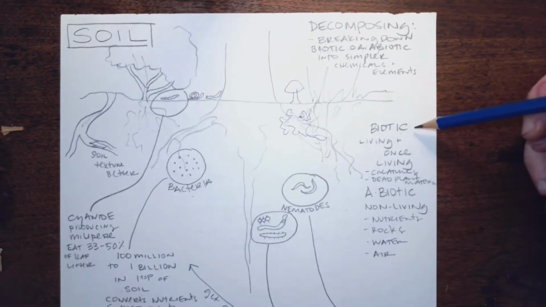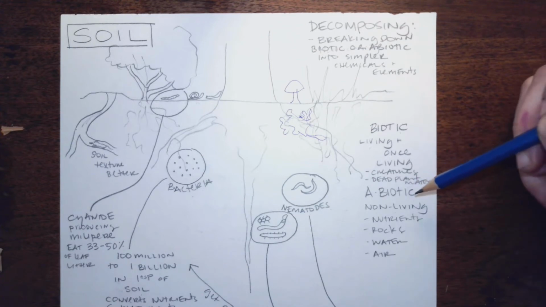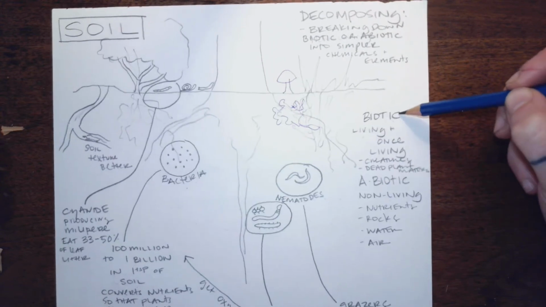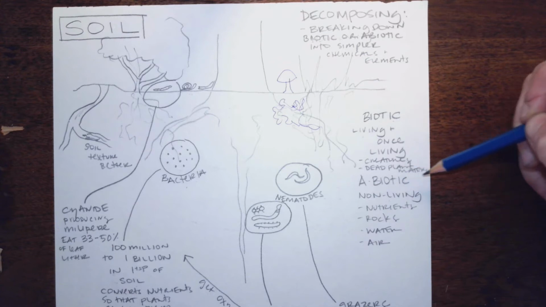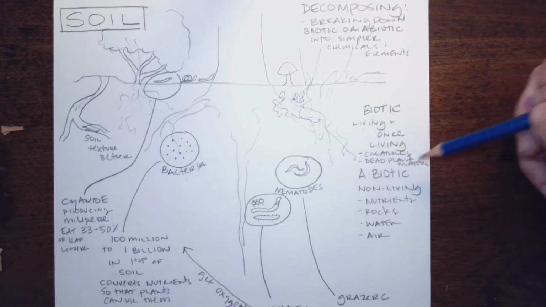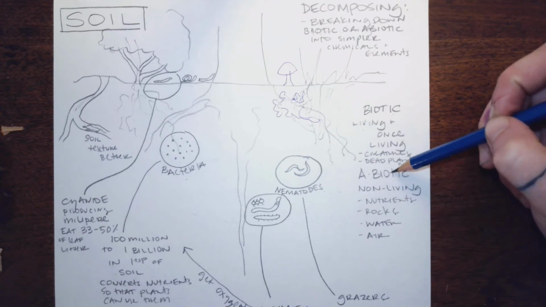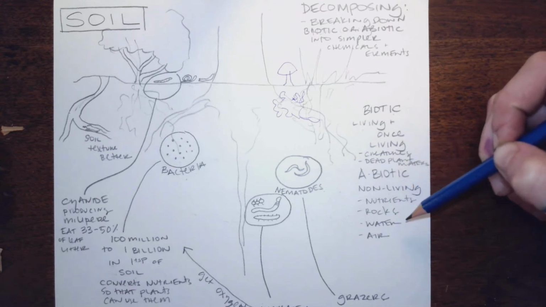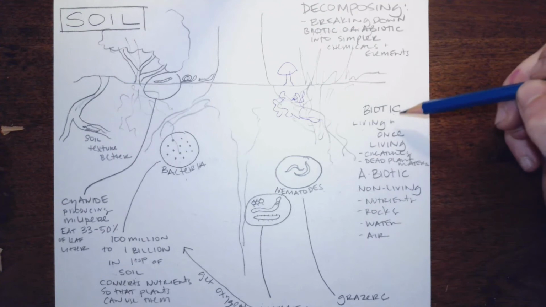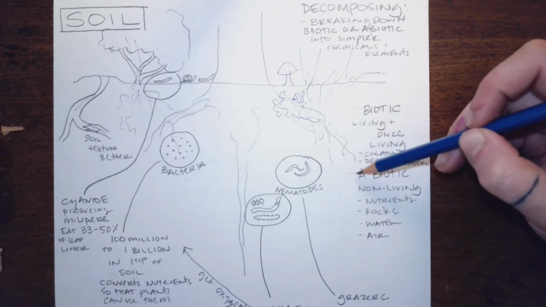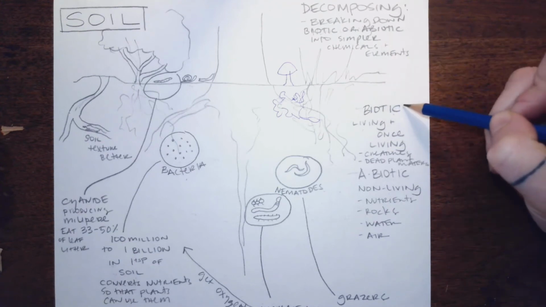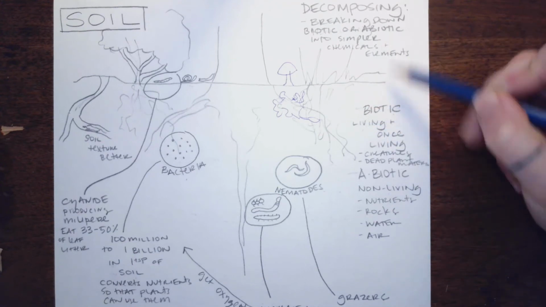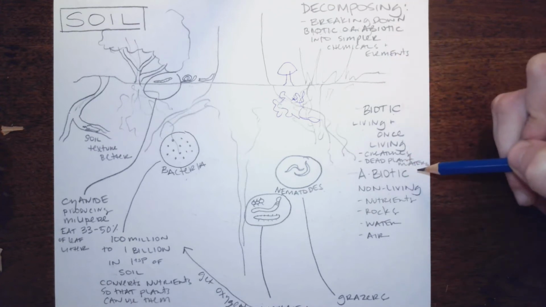We talked about how soil is made up of biotic and abiotic materials. So biotic would be living or once living. So they're creatures and like dead plant matter, like leaves, right? Abiotic is non-living. So nutrients, rocks, water, and air. And these are what soil is made out of. Now, decomposing is the biotic breaking down biotic and abiotic materials.